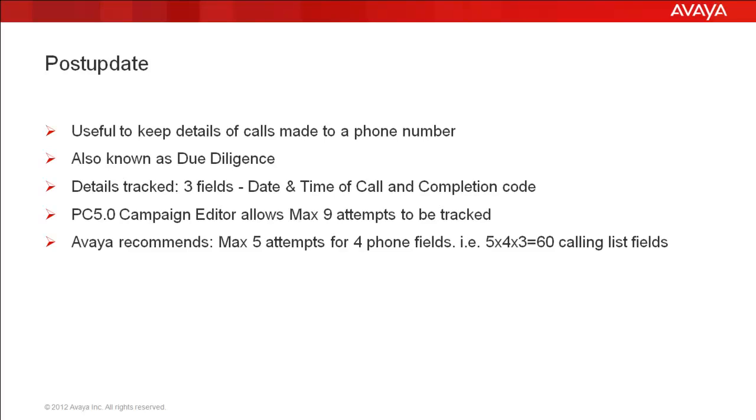Although the editor application will allow you to track a maximum of 9 call attempts on each phone field, Avaya recommends to keep it to maximum 5 attempts for a maximum of 4 phone fields. It tracks the date and time and completion code for each call. That means 3 call list fields for each call. So for 5 attempts and for 4 phone fields each, it will mean total of 60 calling list fields. And if you track more number of attempts or for more phone fields, that would mean more calling list fields, which increases the overhead on the system. And so that's why it is recommended to have maximum of 5 attempts for maximum of 4 phone fields.